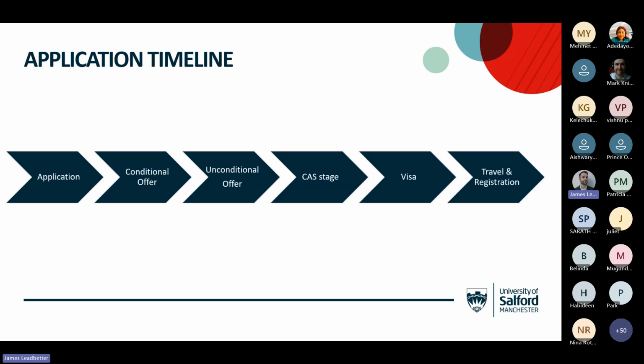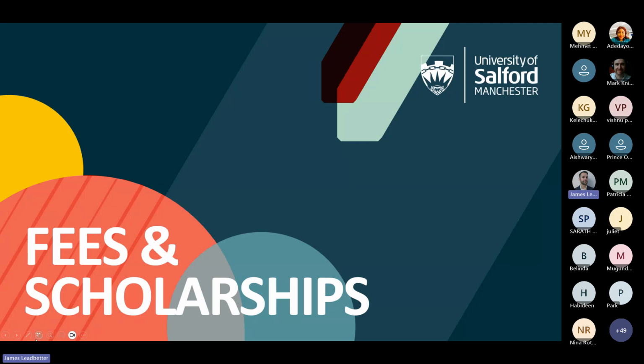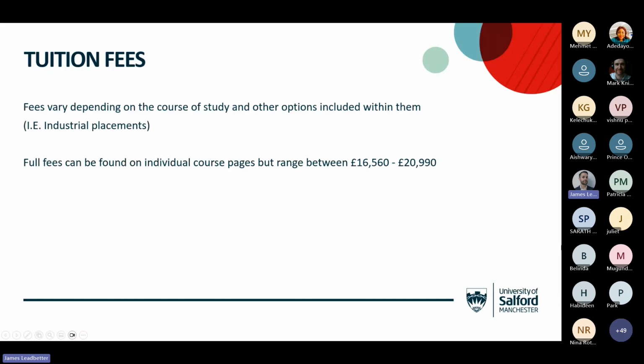So just for a bit of a visualization, I think it's quite handy to get a bit of an idea for that. Now, moving on to fees and scholarships. Fees will vary depending on what course you want to study and the other options that are included with them. So things like industrial placement years or some master's programs might be 2 years. So it's 2 years of tuition, things like that. We do list all of our individual fees on course pages. So it's worthwhile reviewing that for your courses.